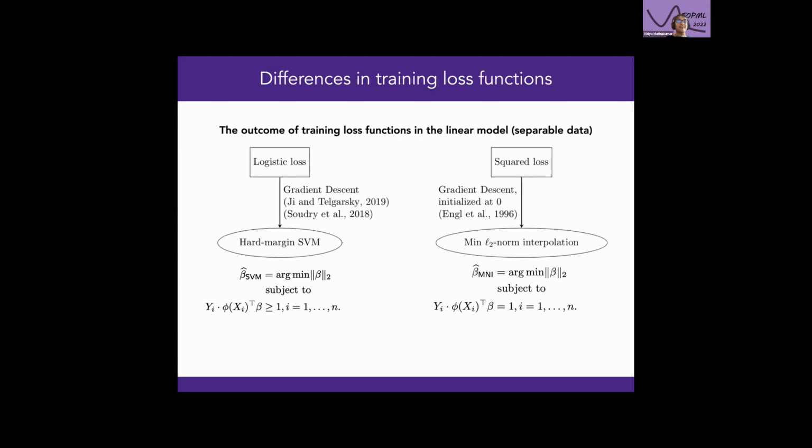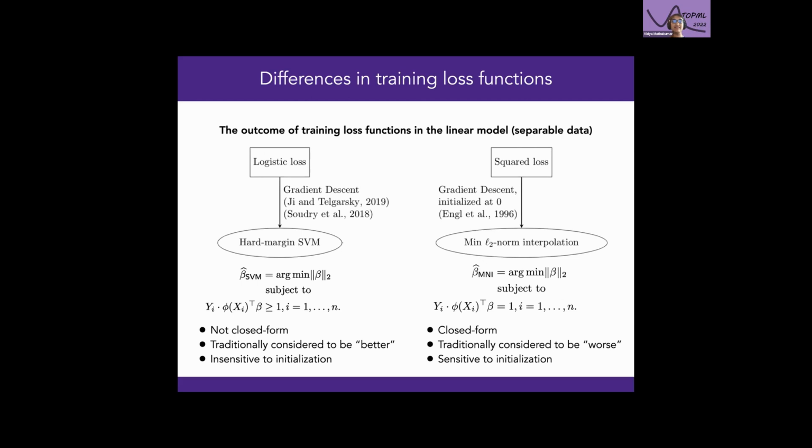Just to summarize how different these pictures look on the face of it. Let's note again that the SVM is not closed form, and this implicit bias result is really insensitive to the initialization conditions. On the other hand, the MNI is a closed form expression, and in a certain conventional sense, it's considered to be the worse of the two solutions for a classification task. And finally, just to reiterate, this equivalence between training on the squared loss and getting to the MNI is quite sensitive to the initialization. I believe there's been recent work as well showing that if you initialize somewhere different, you would get to a different type of solution.